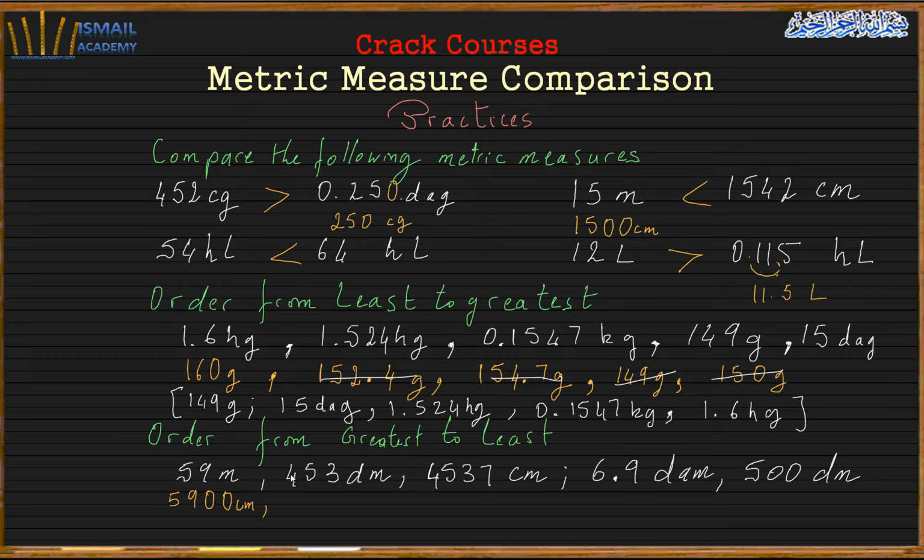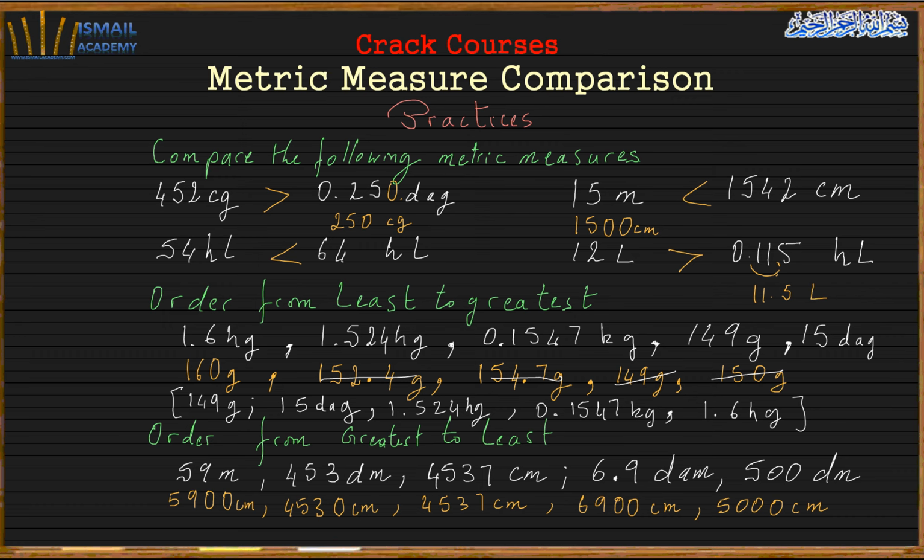This is 453 decimeter, so that means 5 3. This is my decimeter. What's after decimeter? Centimeter. So this stays the same. Here we have decameter. What's after decameter? Meter, decimeter, centimeter. Here we have 500 decimeter. This is decimeter. After decimeter we have centimeter.